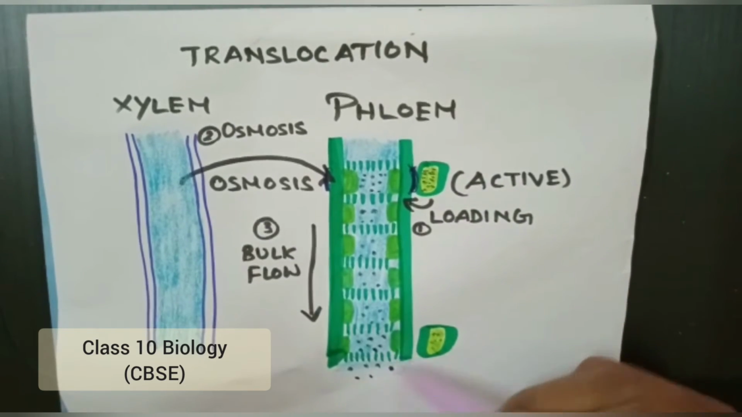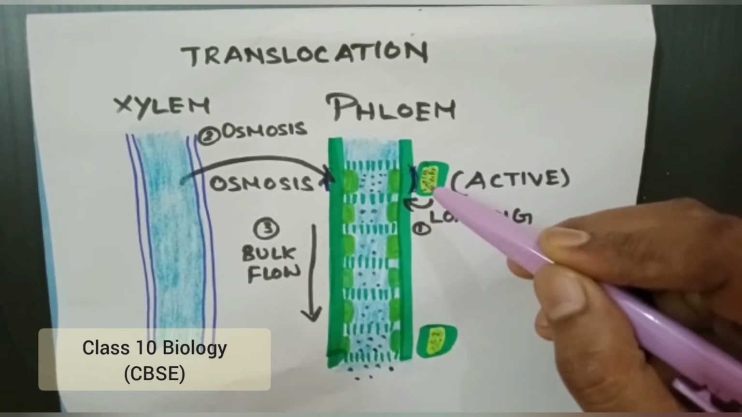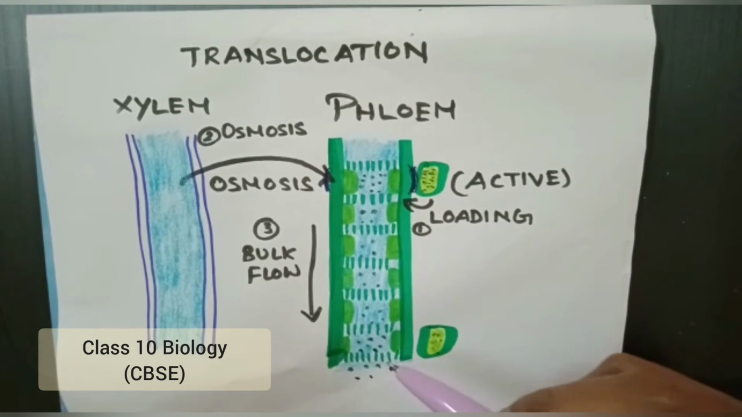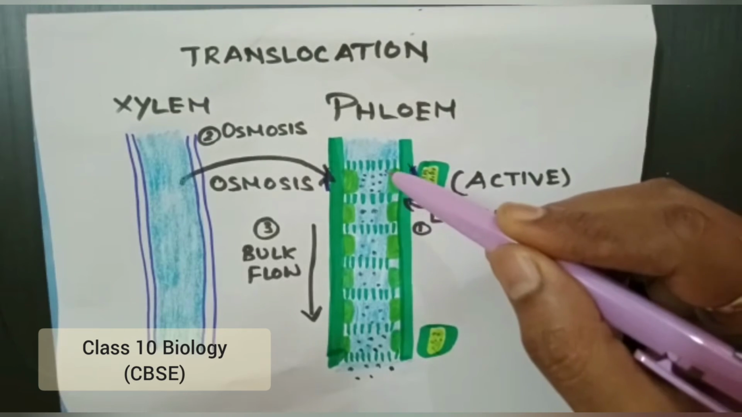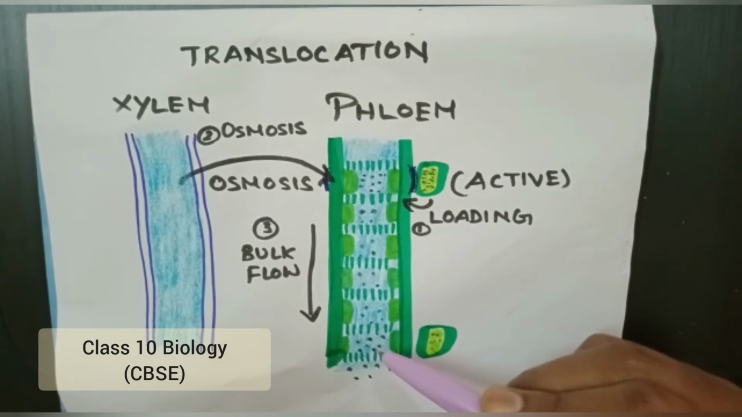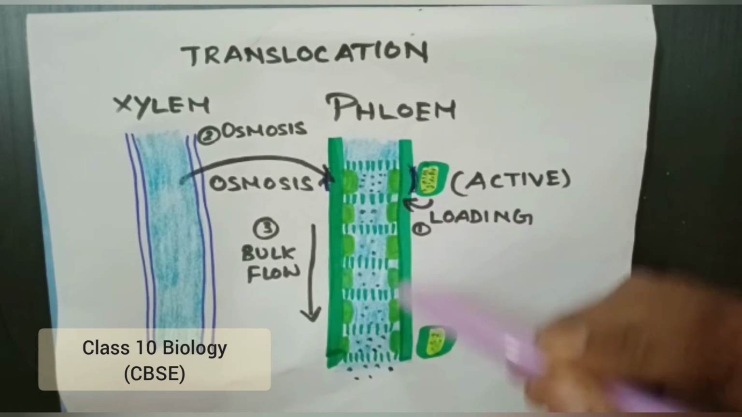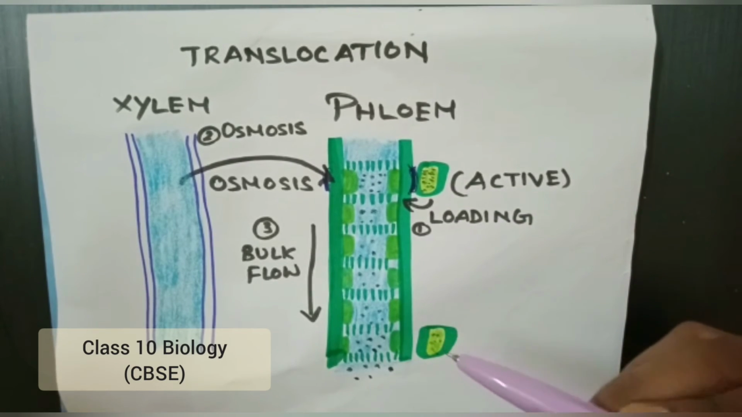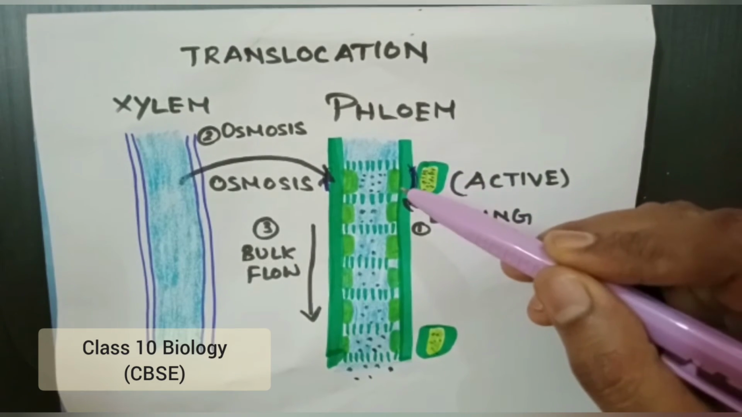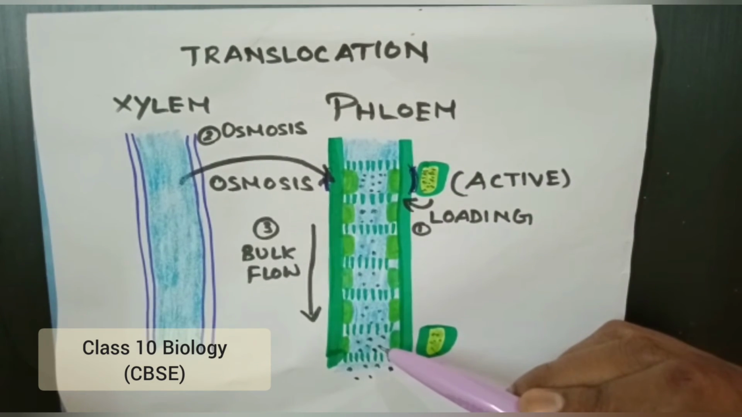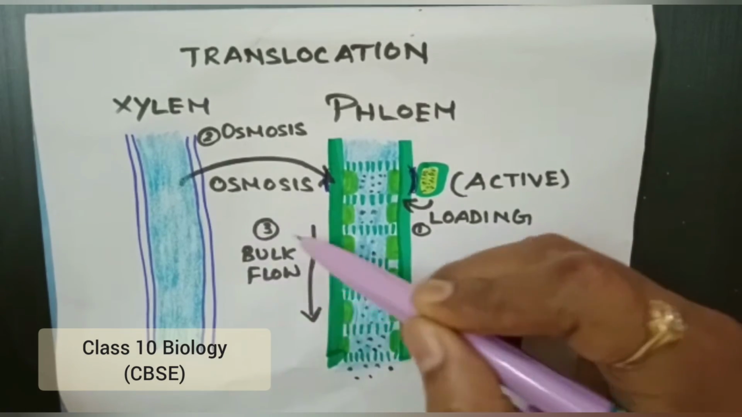Automatically the sap will move up. If in the bottom there is low concentration, automatically the pressure over there will be lower and the sap will move down. And this is how the pressure decides what direction the sap will move. So in our example, the sap will move down from here to here. It's called step 3. We call this bulk flow.